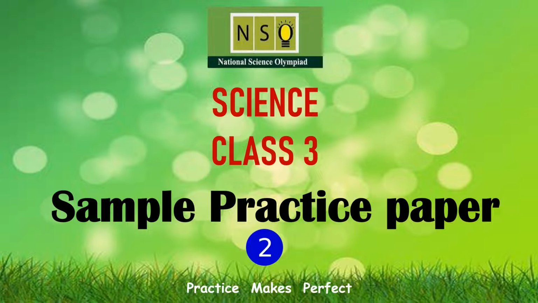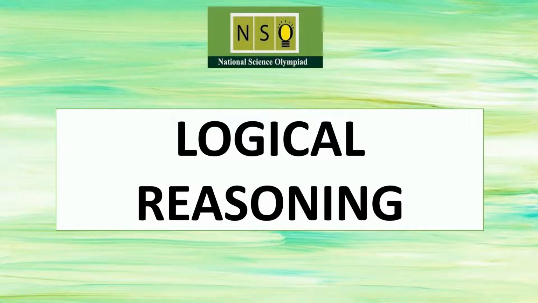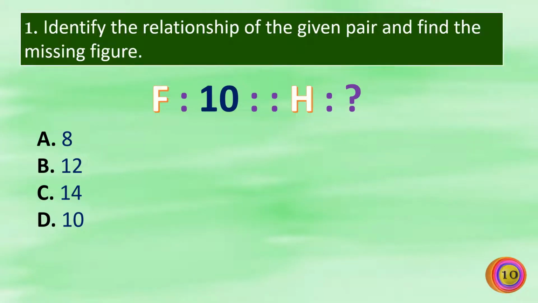National Science Olympiad, Science for Class 3, Sample Practice Paper. Logical reasoning. Identify the relationship of the given pair and find the missing figure.